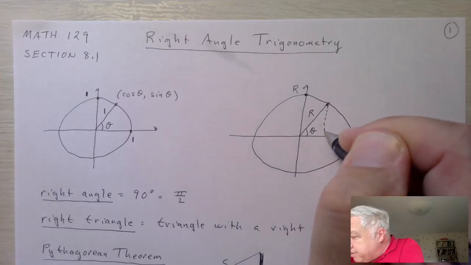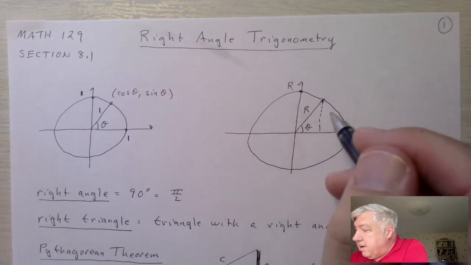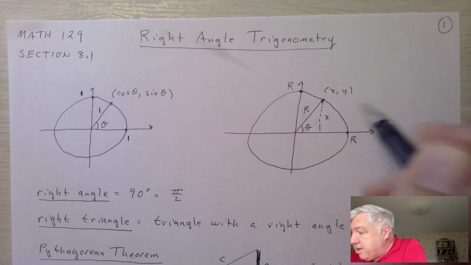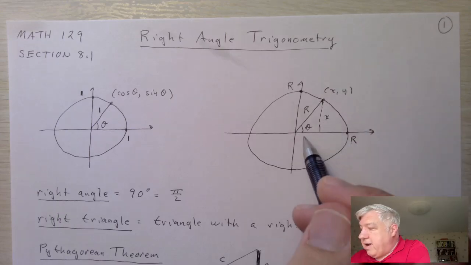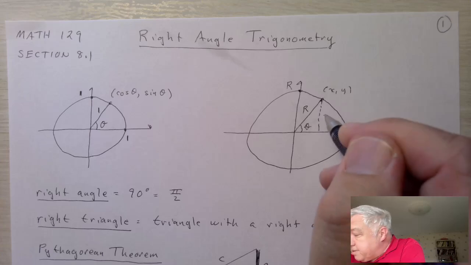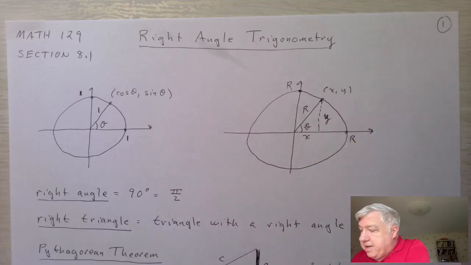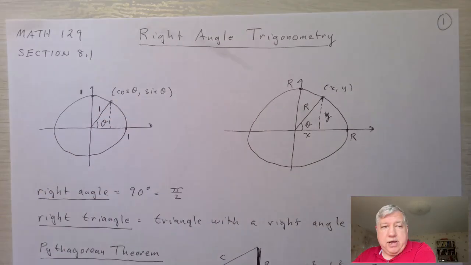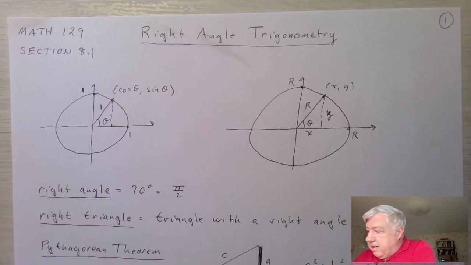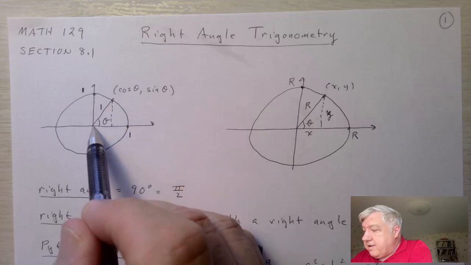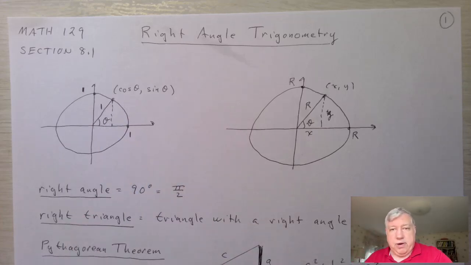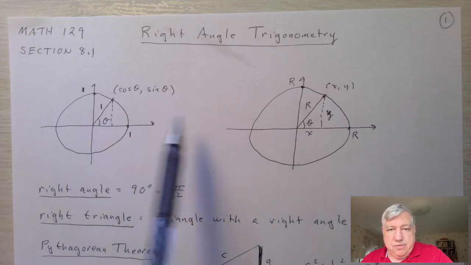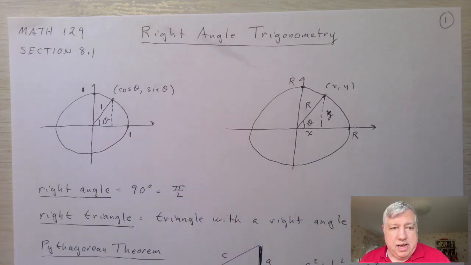And maybe we don't know what this is, but what we can do is call this x and this y, and we can draw a triangle here. Then this distance will be y and this distance will be x. Okay, and similarly we can draw a triangle here where this side is sine theta and this side is cosine theta.